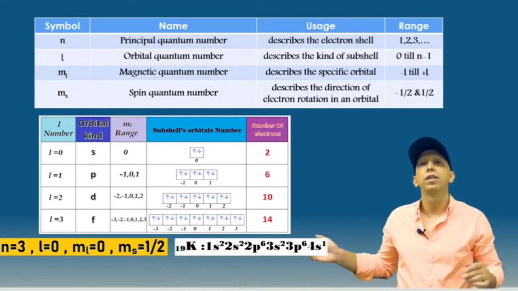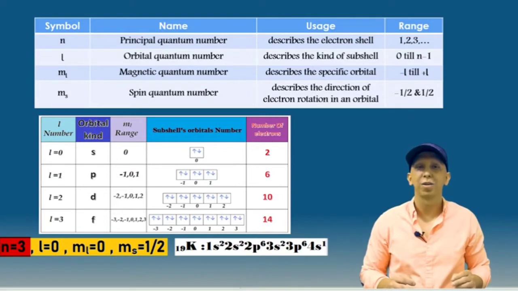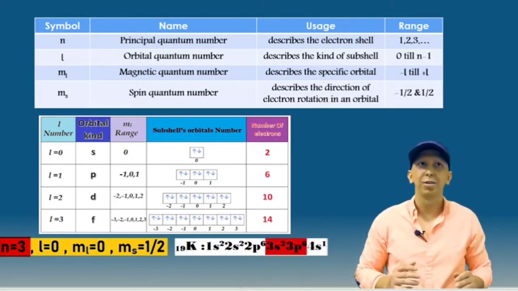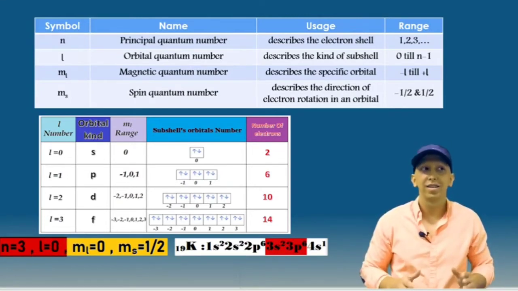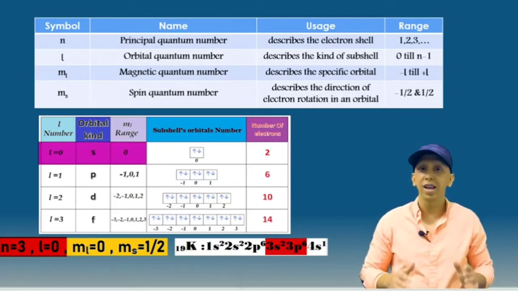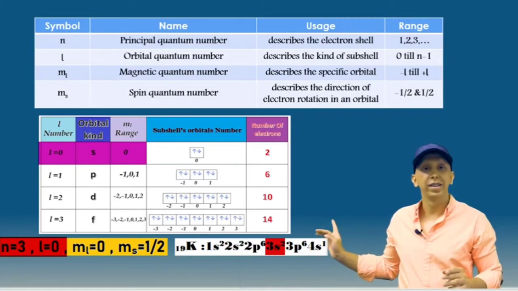As we see, its n number is 3. So we'll highlight all of the subshells with shell number 3. We have 3s2 and 3p6. Then the question tells us the l number is 0. And we know when the l is 0, our subshell is s. So we ignore p and we'll search in 3s2.